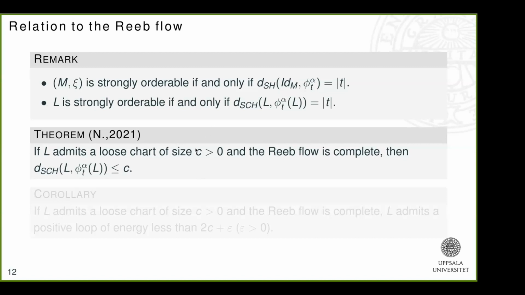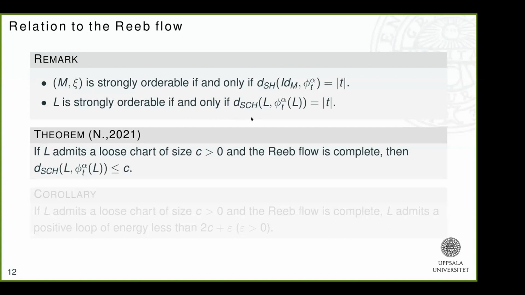So if we combine these two observations, then it follows that if we have a Legendrian with a loose chart of some size, then the Legendrian cannot be strongly orderable. And this gives another proof of this result, which was first proven by Liu using very different methods. But in fact, we can say even more.